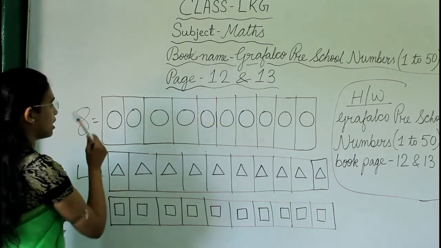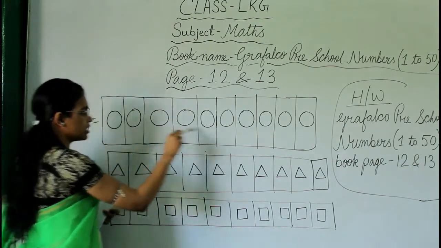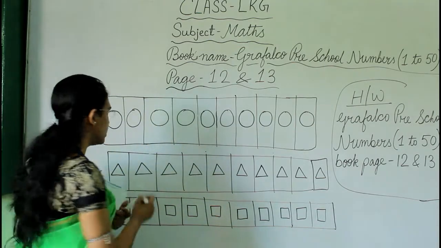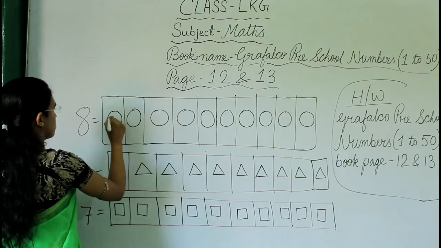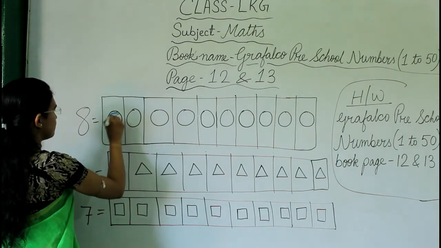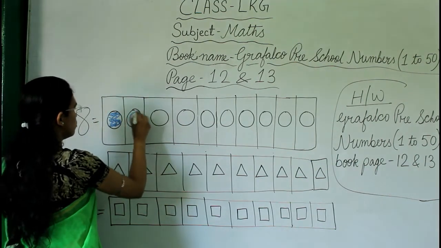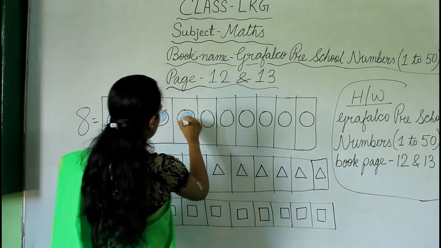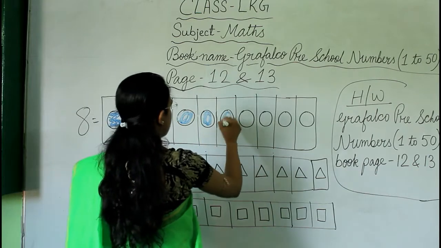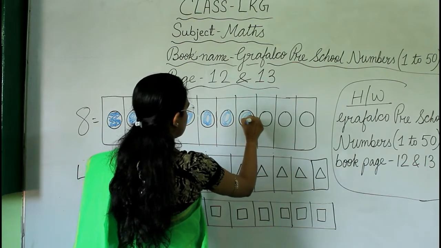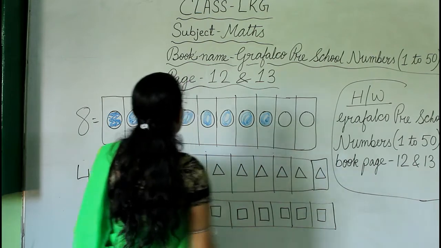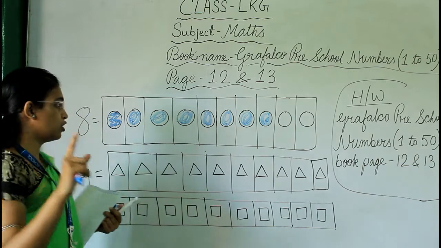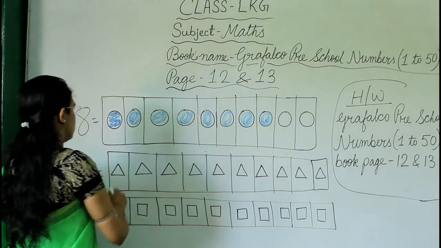Okay. So first what we have to do? We have to count 8 circles from these 10 circles. Then we have to color those 8 circles. Let's color it. 1, 2, 3, 4, 5, 6, 7, 8. So I have colored how many circles? 8 circles. You will color it properly, okay?